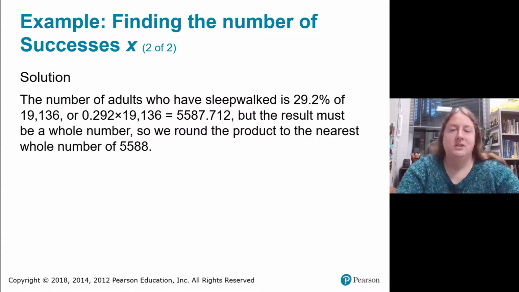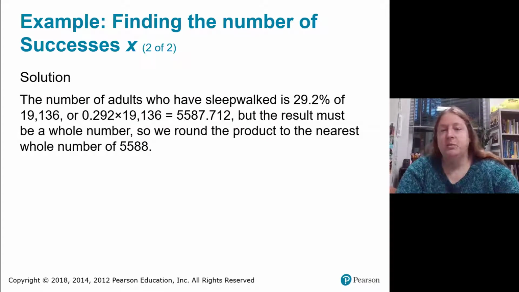Well, we just go through and we say, what is 29.2% of 19,136? Well, that's 5,587.712. And since we don't really want to see what 0.712 of a human looks like, we round it to the nearest whole number, which tells us 5,588 adults have sleepwalked.